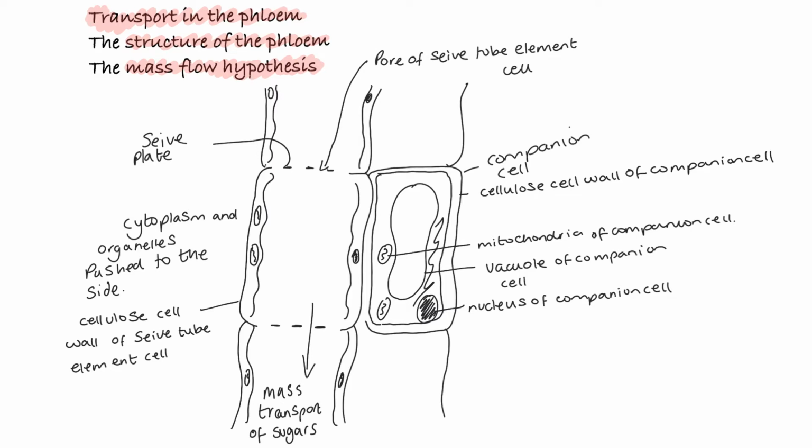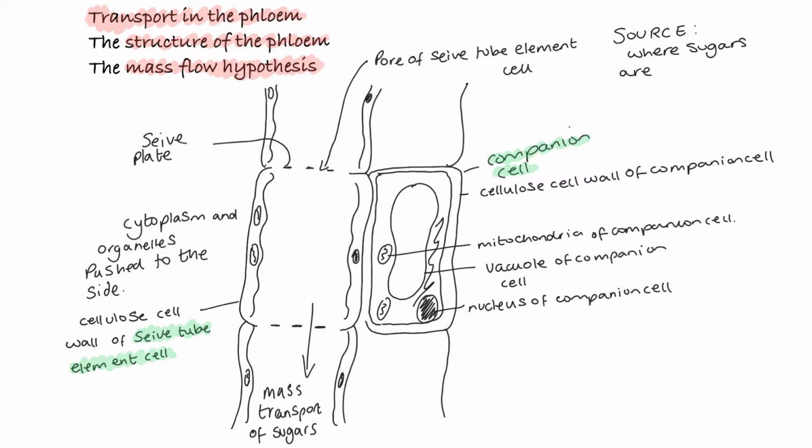On the left, we can see the sieve tube elements. The sieve tube element cells are the cells through which the dissolved sugars actually travel. On the right, we can see the companion cells. The companion cells are there to move sugars from the place that they are made, and we call that place the source, into the sieve tube element cells. So they're involved in the process of basically loading the sieve tube element cells with sugar.